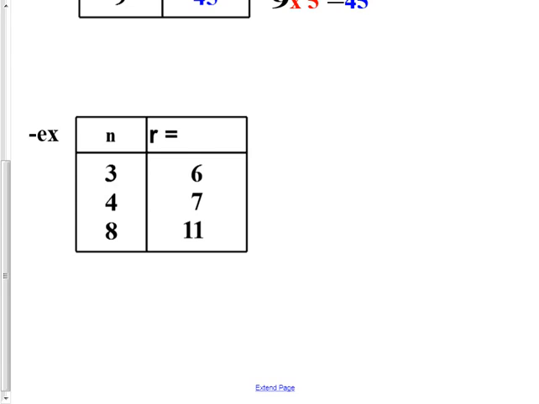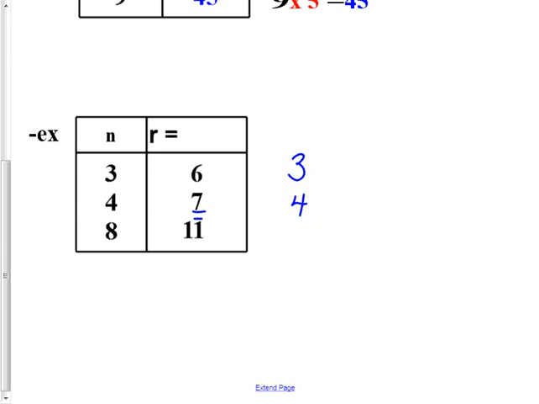Our outputs, or our R values in this case, are getting bigger than what the N value was. So we should be thinking, okay, there's got to be either some multiplication or addition, because that would make sense. We think about those making numbers get bigger. So if you look at this first pair, you might be thinking, oh, 3 times 2. So maybe times 2 is what I need to do. But when I get down here and I try 4 times 2, I don't get 7. So that's not going to be it.